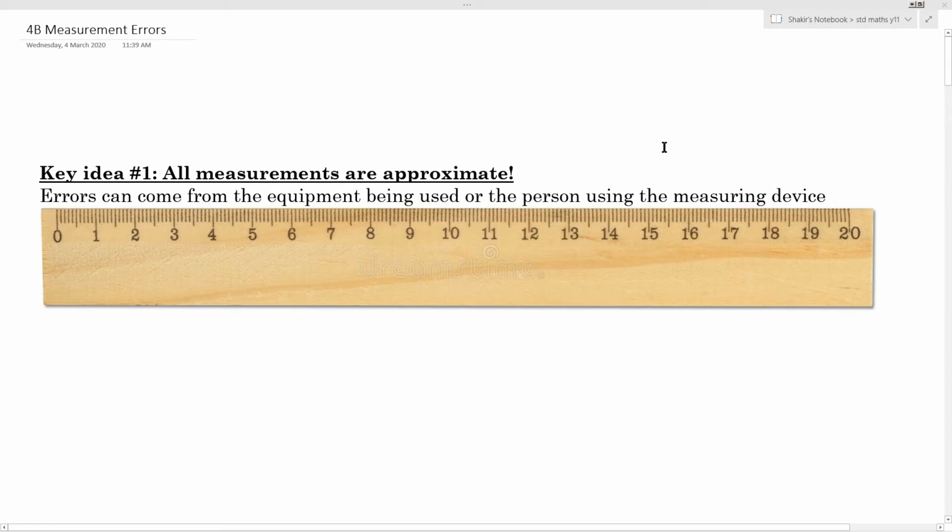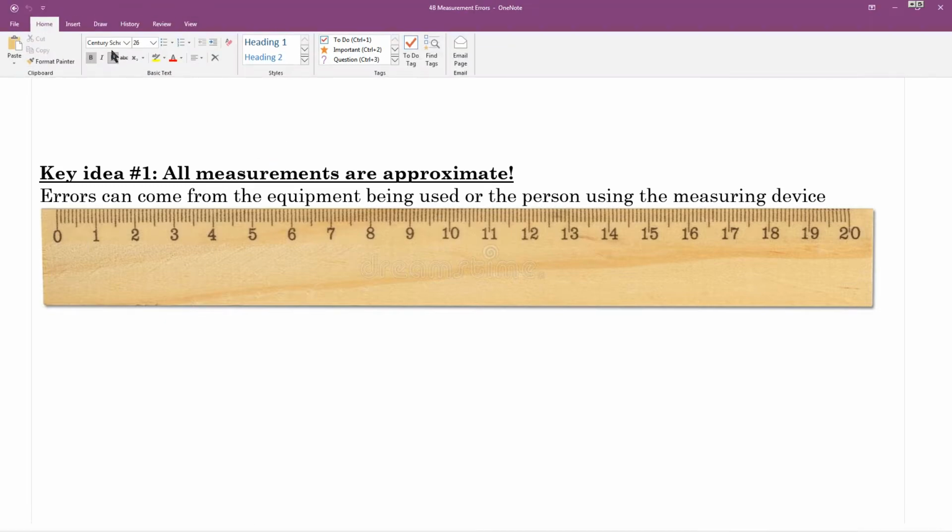Welcome to a lesson on measurement errors, absolute error, accuracy, precision, all that stuff. Okay, so let's start off. Key idea number one. The first thing you need to understand: this whole topic is based on a premise. This whole topic is based on the idea that all measurements are approximate.